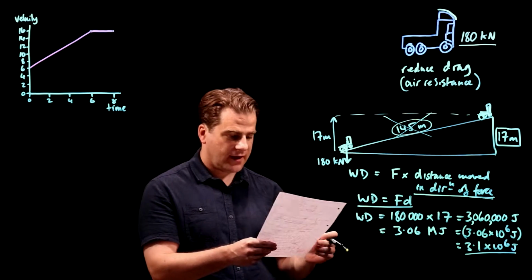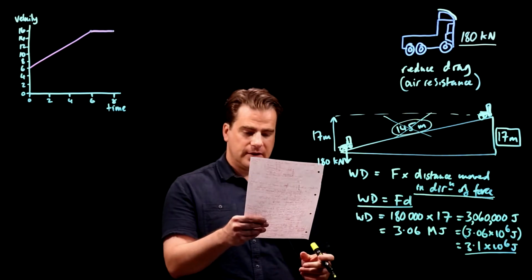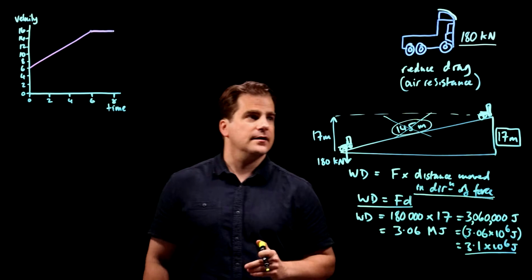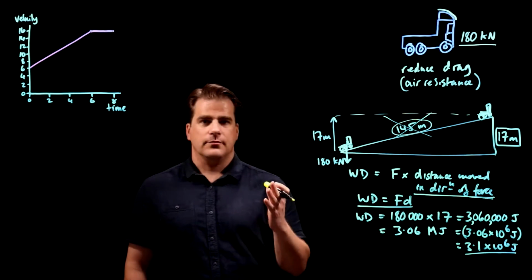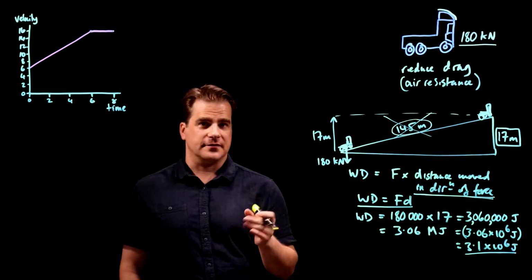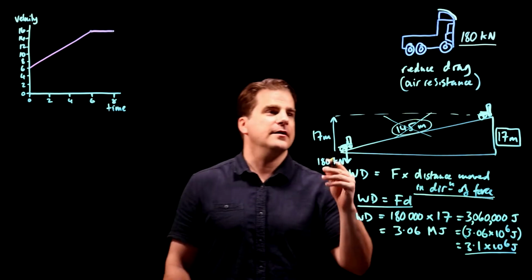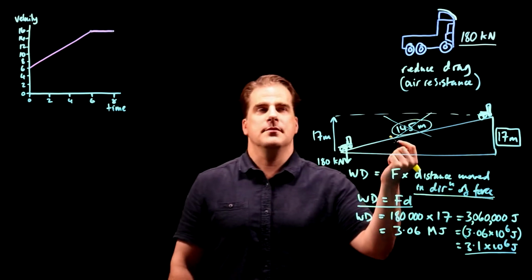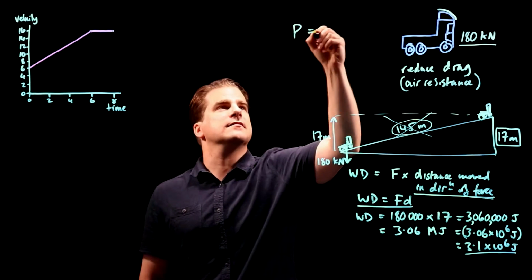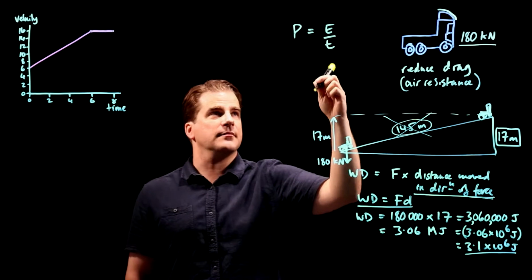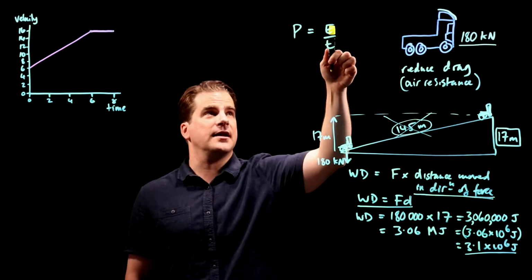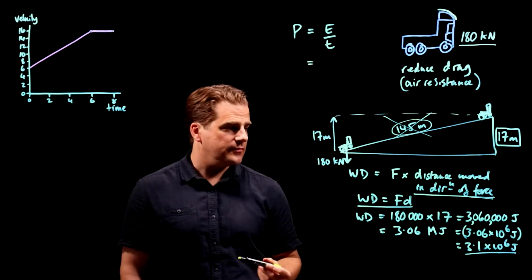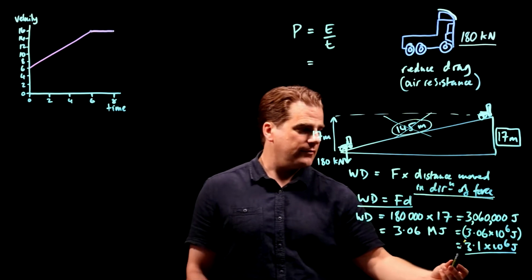Next, the lorry takes 8 seconds to travel up the hill. Calculate the power of the lorry. 3 marks. It's an easy 3 marks, well, it's only easy if you know what power is. And you should know this. Power is the rate at which energy is converted. In equation form, you would write that power is energy divided by time. Rate means per second, energy per second. So it's pretty straightforward. We know the energy.